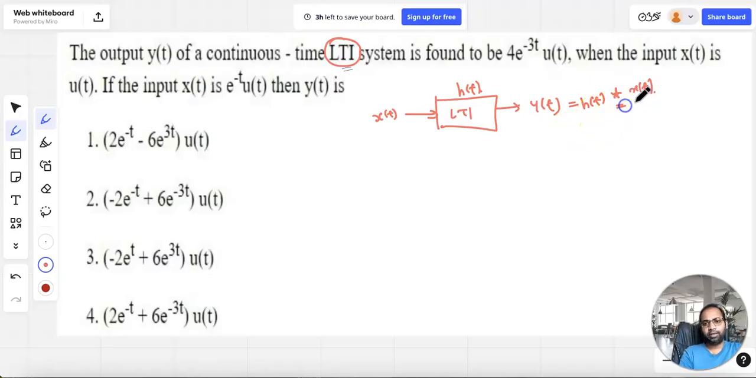Why do we not want to use the convolution? Because the convolution concept is different, and solving expressions with convolution is time consuming, and we don't have that much time in the examination. So we have to convert this convolution into multiplication. We convert the time domain signal into the Laplace domain, that is, Y of s equals H of s into X of s. Converting the time domain to the Laplace domain makes it very easy to solve the given question within the given time.